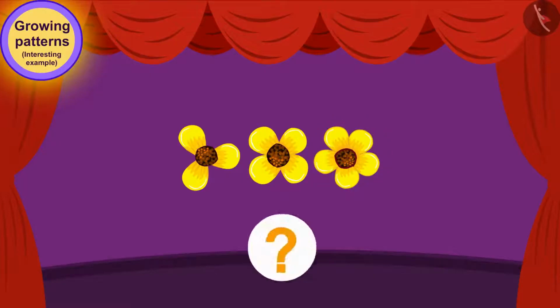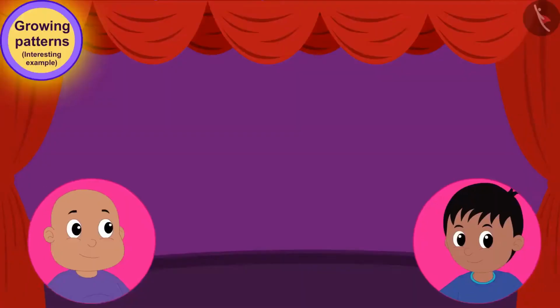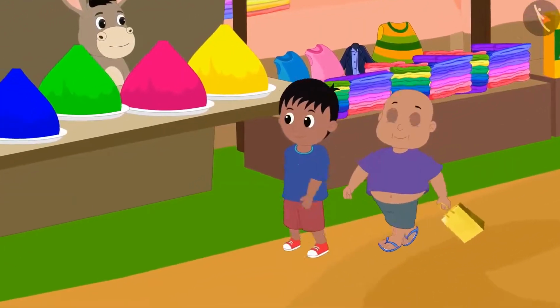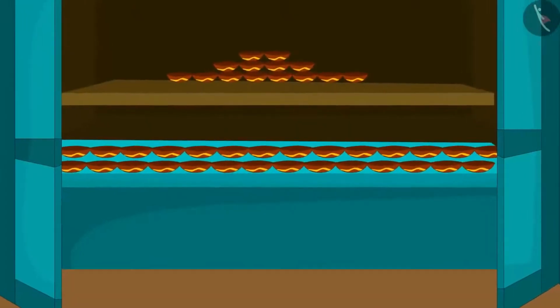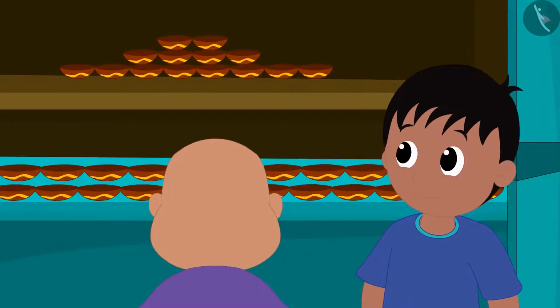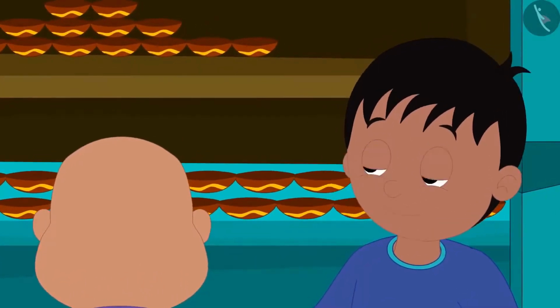Now, how many petal flowers do we have to add to carry this pattern forward? Exactly! We have to add a flower with 6 petals. Bablu bought the dress and Raju and Bablu went to the next shop to buy diyas. This time, different types of diyas are available in the market. Raju saw one of those decorations made from diyas and liked it very much.